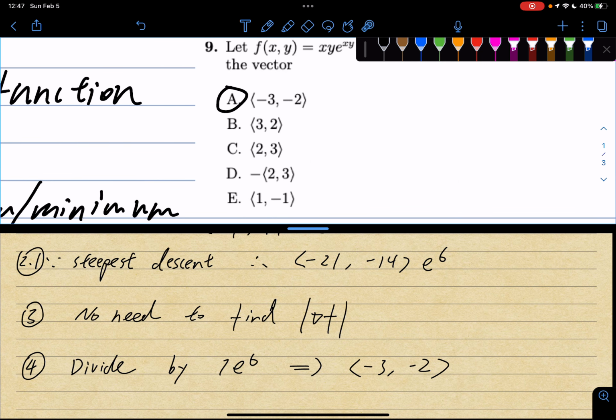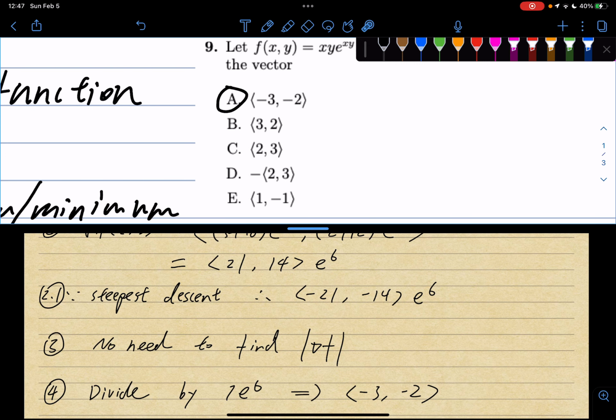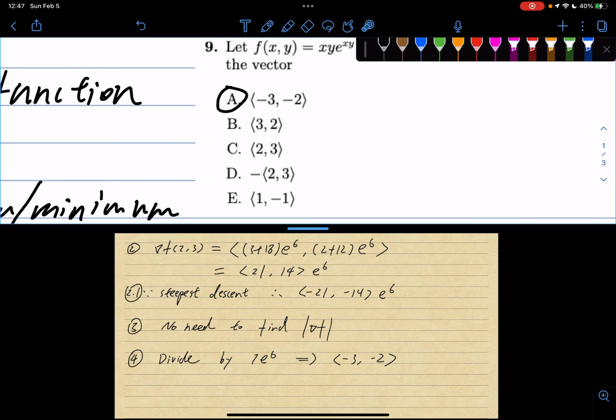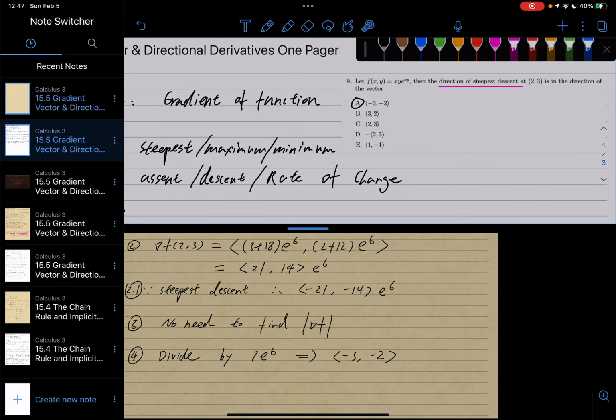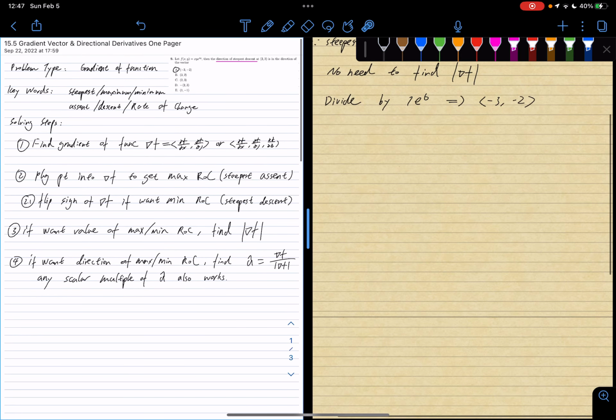I don't know if you noticed that answer choice B is the direction of the steepest ascent. So that is the trap that the problem maker has already put down, kind of waiting for many students to fall into. So it's important to be very careful when we do these seemingly easy problems. So that's what we have for gradient problems, right?